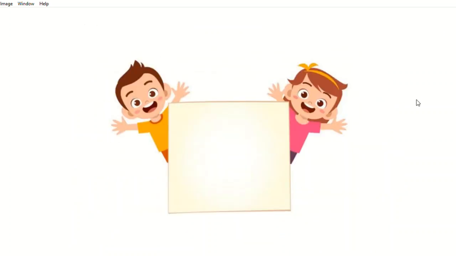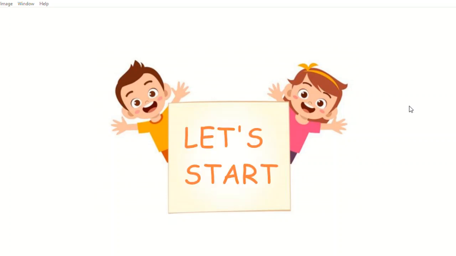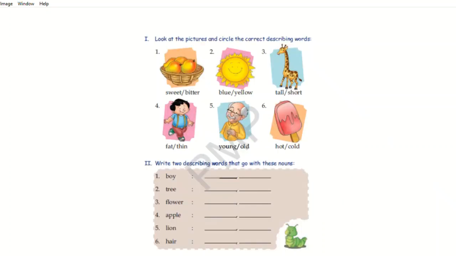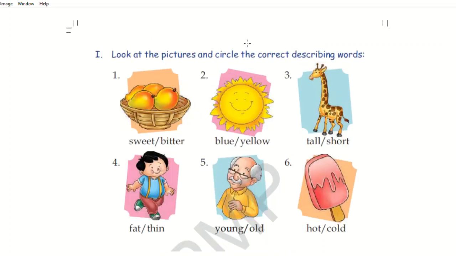After doing all these examples, it's time to do the exercises in our English grammar book. So let's start. So now children, turn the page number 44. Let us start with exercise number 1. Look at the pictures and circle the correct describing words.